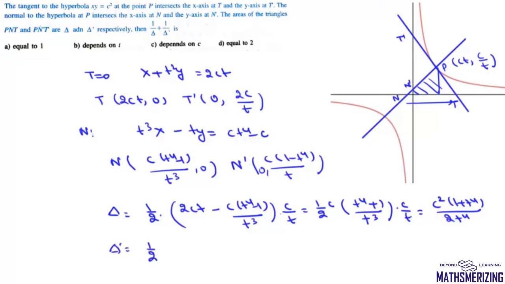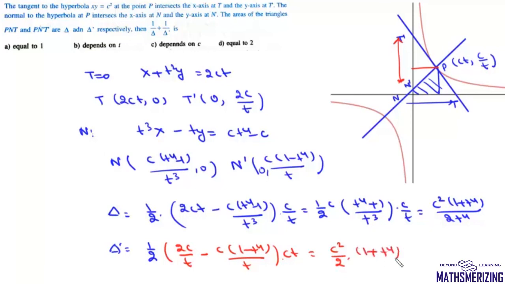Now in the same way we'll find this delta dash. It will be 1 by 2, and then this base, which is T dash minus N dash. So it will be 2c upon t minus c(1 minus t to the power 4) upon t, into this height, which is c into t. Now here t and t will cancel, so we'll take c common. So it will be c square upon 2 into (1 plus t to the power 4).